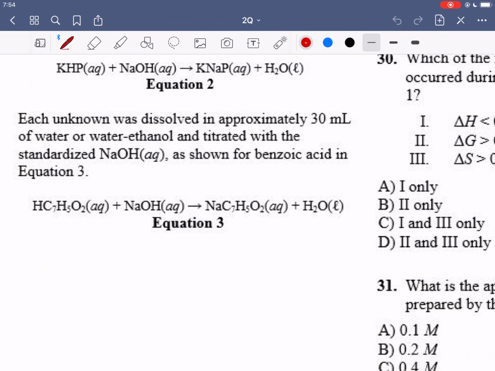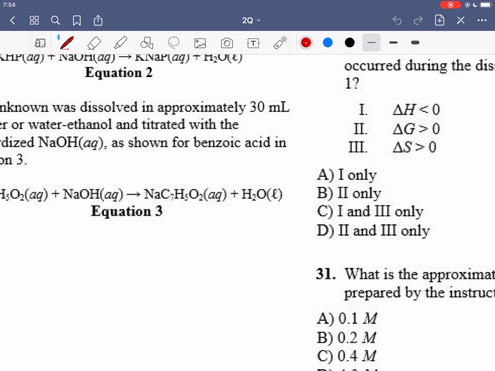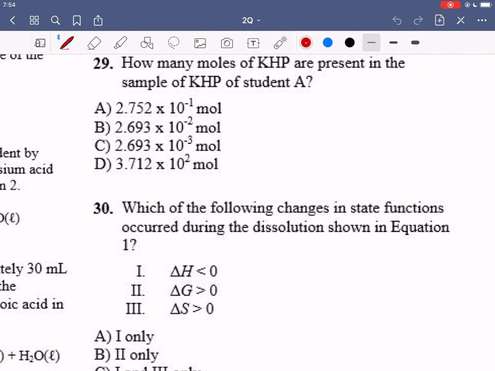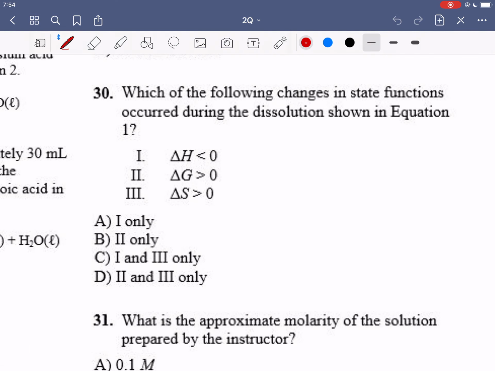So here's the passage. More of the passage. And now the questions. Okay, there are a few more questions over here. And that should be it for the questions.